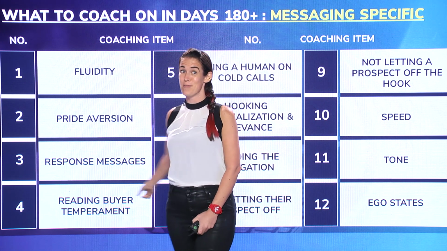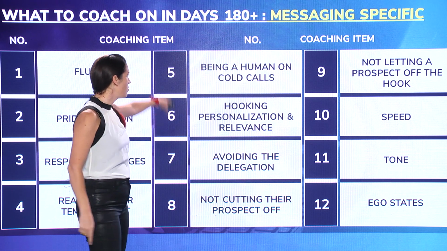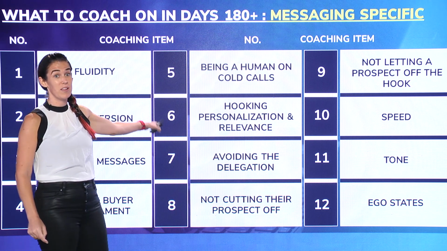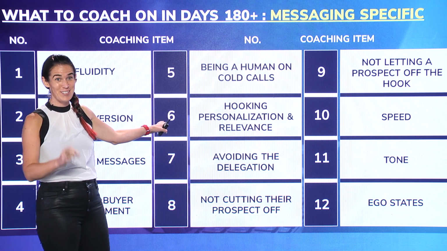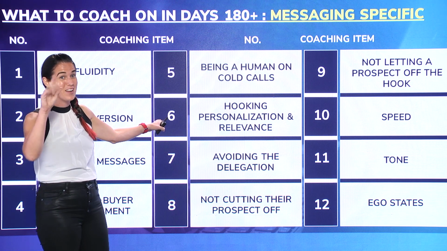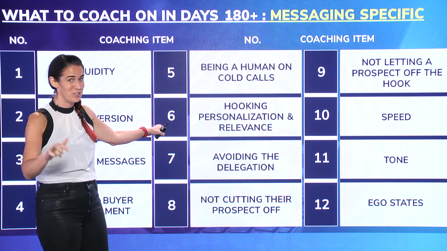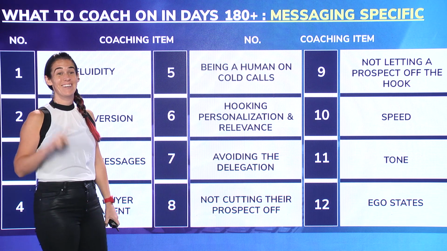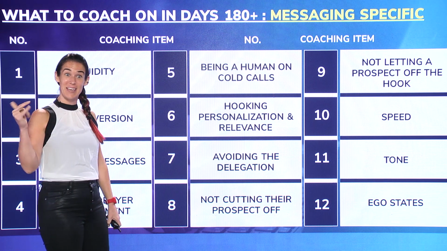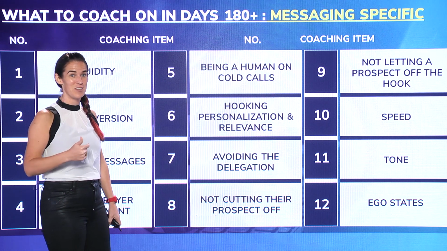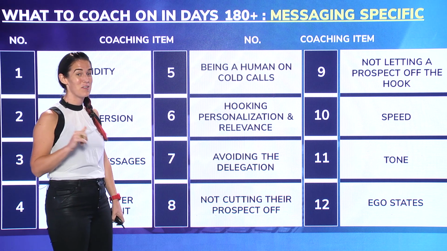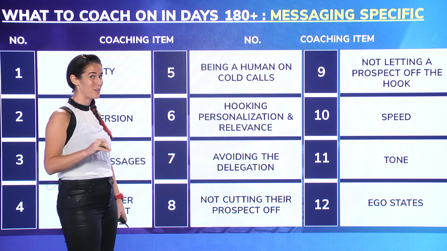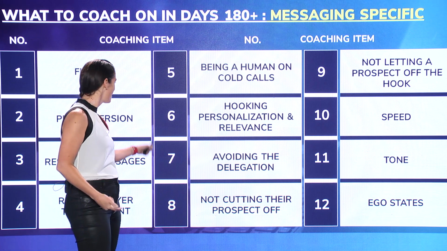It's a big one. Can you read the room? Being a human on cold calls, hooking personalization to relevance, very, very tough to do. If you go to season 2, episode 1, I go into all of how you can do that from a structure perspective. Avoiding the delegation. Senior leaders are trained to delegate down so they can save their time. They're master delegators. So how can you avoid that, if it's the person you want to talk to, how you can pattern interrupt and get through it.